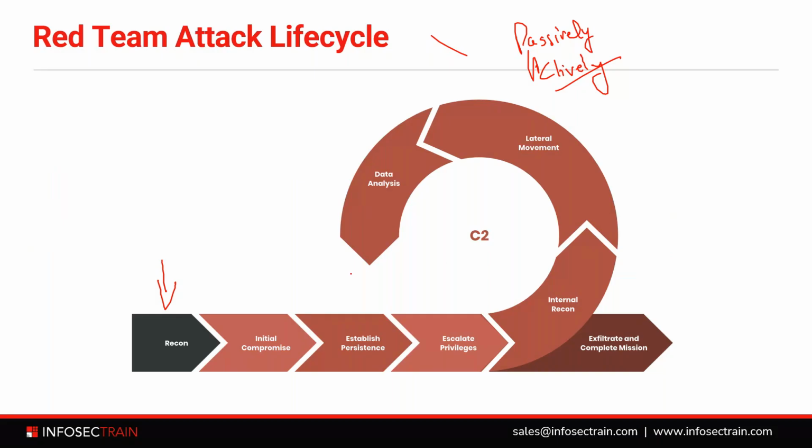Now, once you have gathered the information, then we have initial compromise, or you also call it initial access. It means that you are gaining access to the target environment through external facing vulnerabilities or user interaction, right? Either you are doing phishing. Phishing means sending emails to the employees and waiting for them to click, or you are exploiting the vulnerabilities.